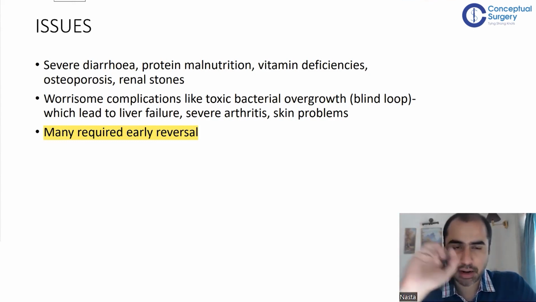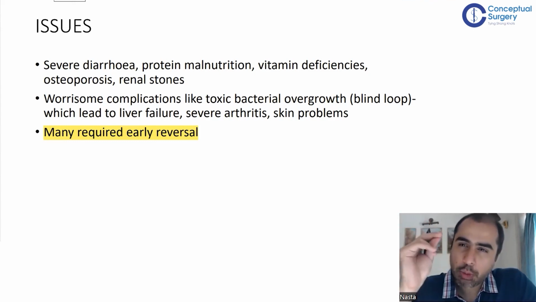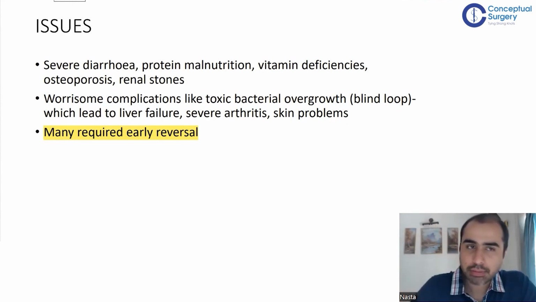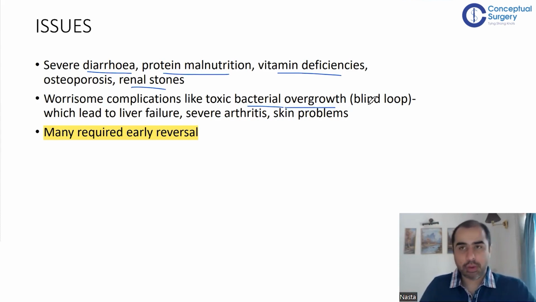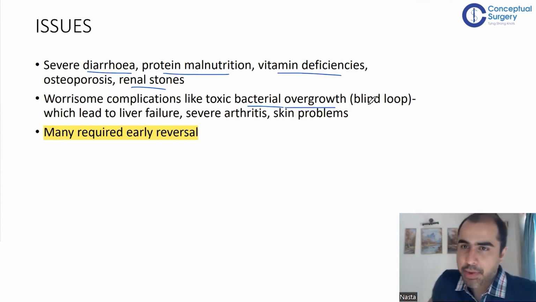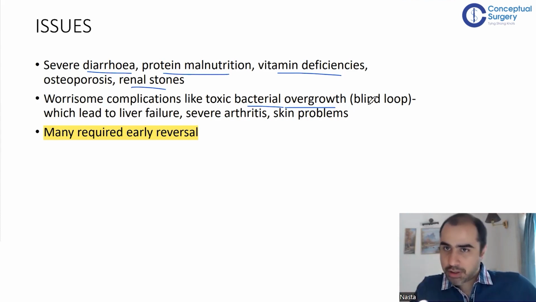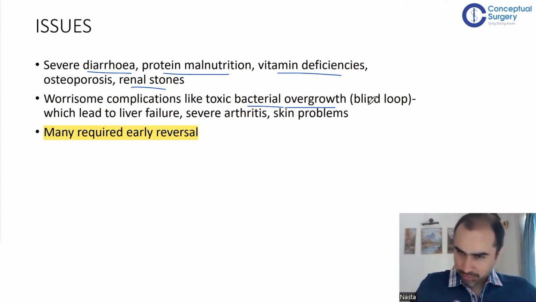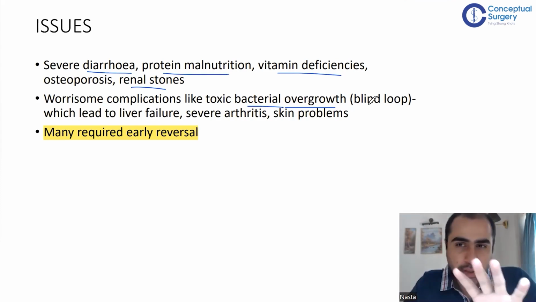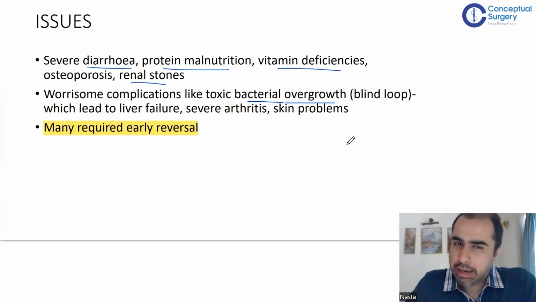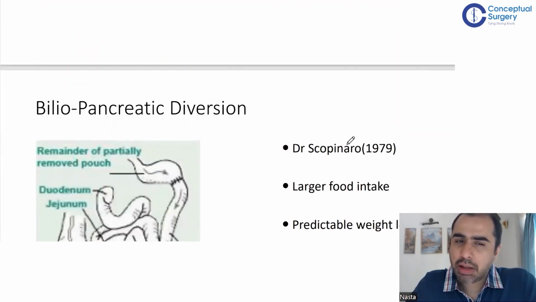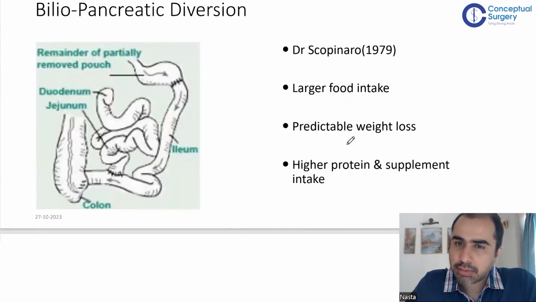So bariatric surgery began. The basic problem was too much malnutrition. Diarrhea, protein, vitamin deficiencies, stones, bacterial overgrowth, too many problems. So patients were like, I am happier being 40-50 kilos overweight. At least I am living like a normal person, versus going to the toilet 10 times a day. Not worth it. So they said malabsorption is not the way to go. And then they stumbled upon some other procedures.